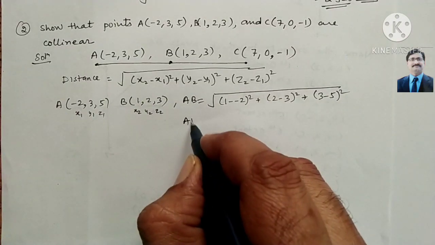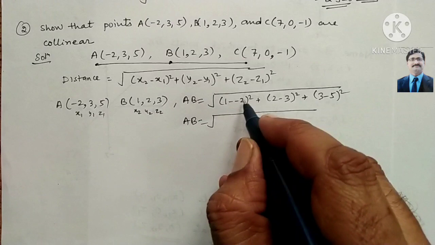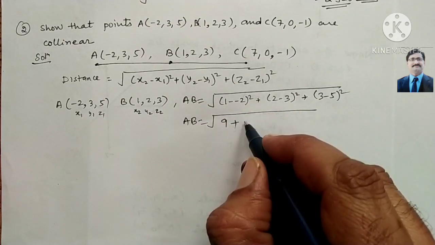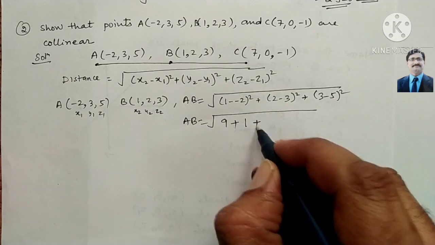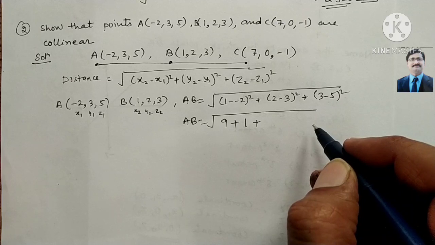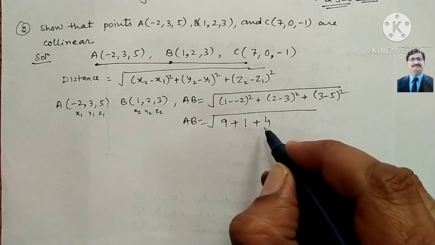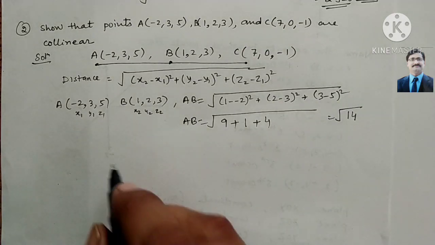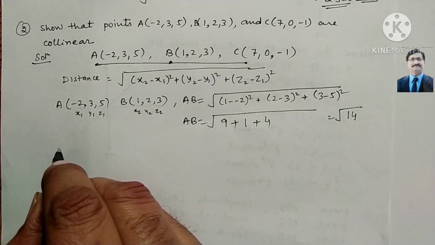So this AB distance we will get here: 2 plus 1 is 3, 3 square is 9, and 2 minus 3 is minus 1, minus 1 square is 1, and 3 minus 5 is minus 2, square is 4. So this will be root 14. Next distance we have to find is BC.